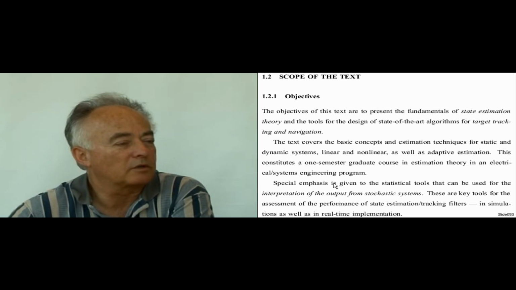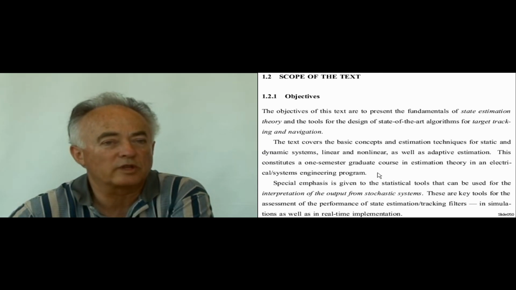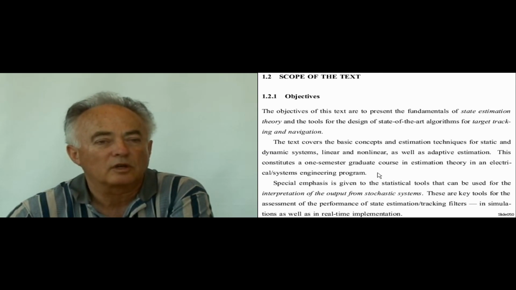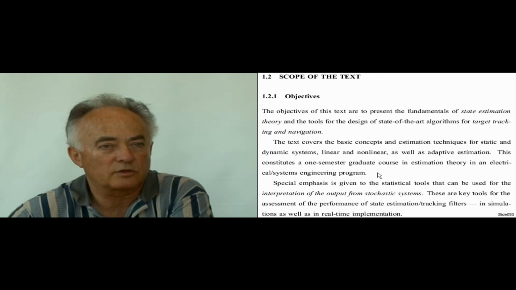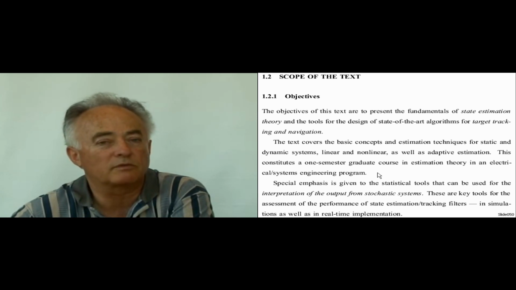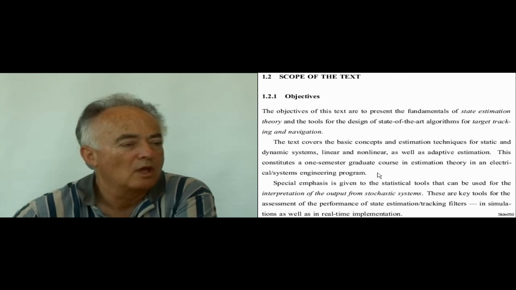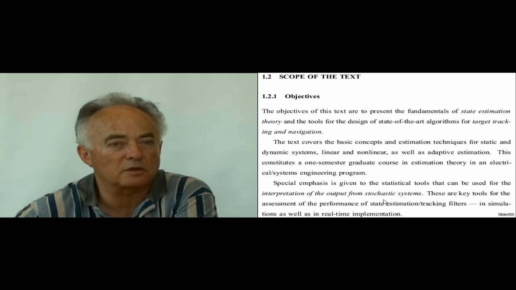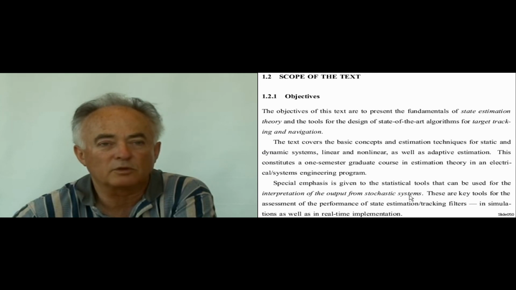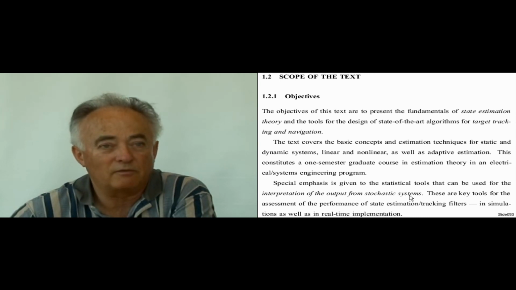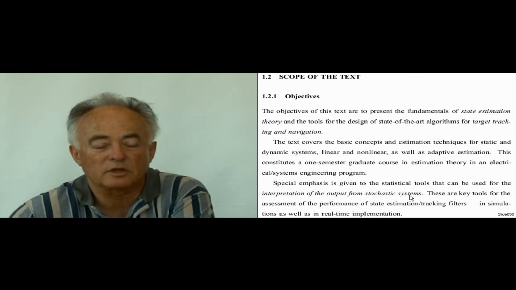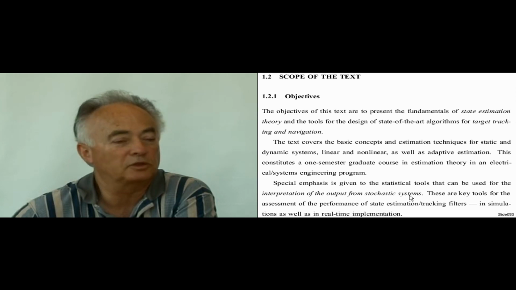It's a typical electrical systems engineering program. This whole information extraction area that we are going to cover is what can be called also the prerequisite for information fusion. We'll emphasize statistical tools that can be used for interpretation of the output from stochastic systems. It is important to understand that when you have stochastic systems which every time behave in a somewhat different manner because there is an inherent randomness there, we've got to interpret those results.